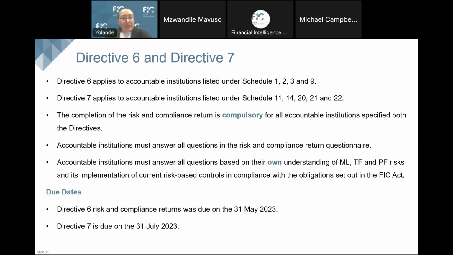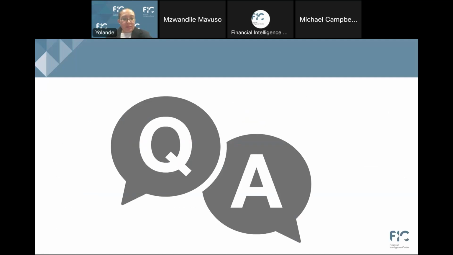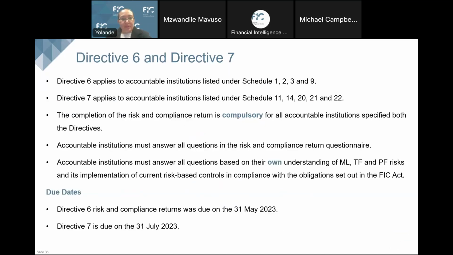Then also, recently, the FIC published Directive 6, which applies to item 2 accountable institutions. And in terms of Directive 6, you had to submit certain information through to the center. The deadline for submissions of the risk and compliance return in terms of Directive 6 was the 31st of May 2023. And there is Directive 7 that's coming up, but again, that applies to other schedule items, not schedule item 2. So be aware of that and note that.